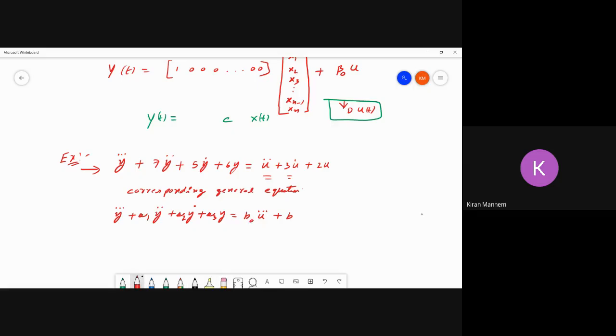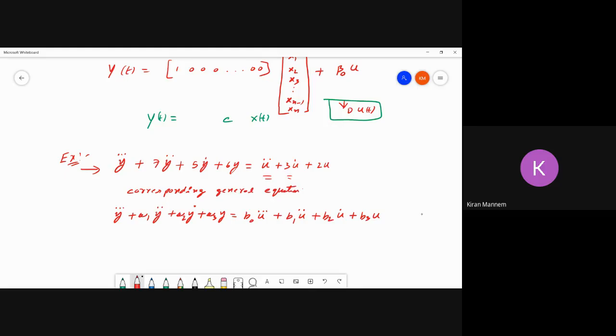B naught, b1 into u double dot. I'm just writing the general equation, remember. b2 into u dot plus b3 into u. Since I need all these values, a1, a2, a3 and b1, b2, then only I can write the state model. So that's why I'm writing like this.